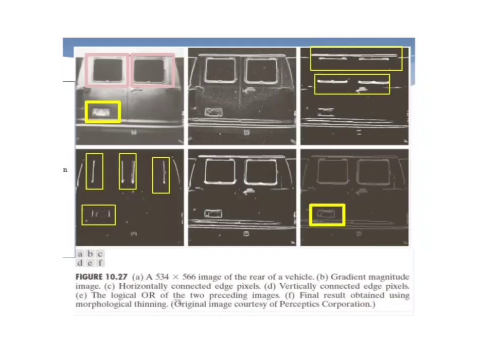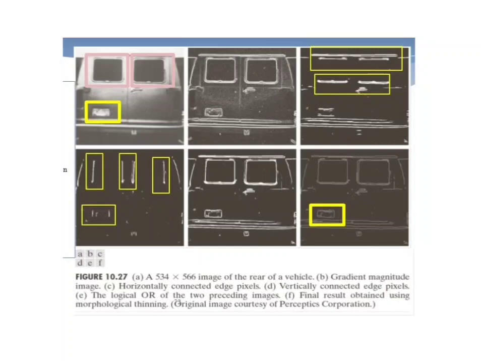Let us consider one example. Figure A shows an image of the rear of a vehicle. The objective of this example is to illustrate the use of the preceding algorithm for finding rectangles whose size makes them suitable candidates for license plates. The formation of these rectangles can be accomplished by detecting strong horizontal and vertical edges. Figure B shows the gradient magnitude image M of x, y.